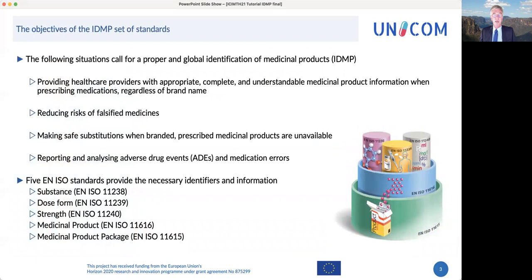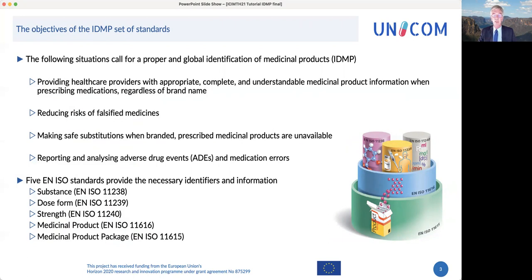What we do see with IDMP is that it's a set of standards, actually ISO standards, also European standards, and there are a number of situations in which we need IDMP just to have safe healthcare, so to provide the healthcare providers with information. Also, which is the case in many countries, there's a stream of falsified medicines that we want to curb. We also want to make sure that we can make safe substitutions, like Ingrid, who ran out of Sweet Dreams and needed a substitution. But also we want to make sure that we learn from what goes wrong. So in case of Ingrid, what went wrong and how can we avoid that in the future? So those are the four main purposes of having a global identification of medicinal products.